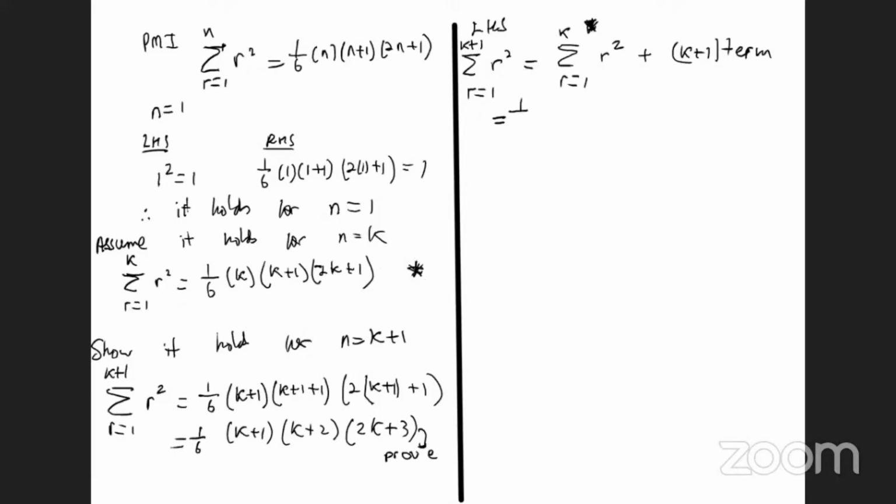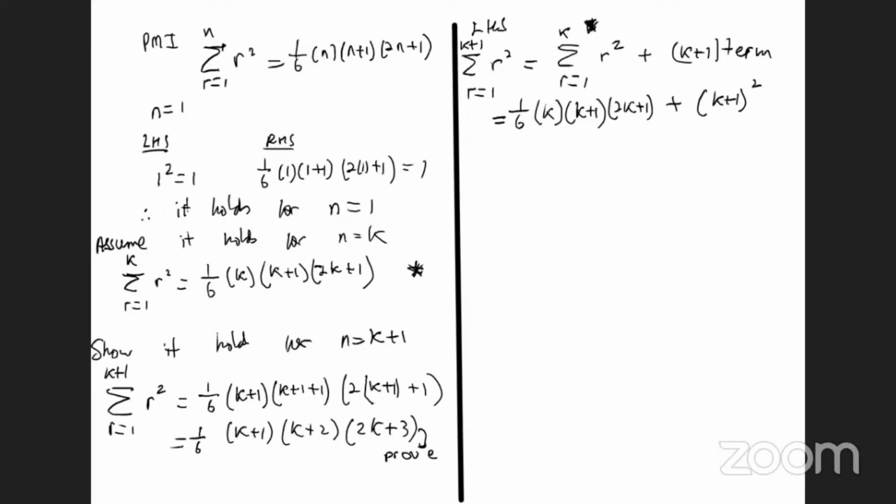I'm going to write 1/6 k(k+1)(2k+1). What is the k plus 1 term? The k plus 1 term is always going to be substituting k plus 1 for r in here. Whatever they give you there, just substitute k plus 1. And I'll get (k+1) squared. Once you understand the principles of PMI, up until here is the easy part. After this is the hard part.